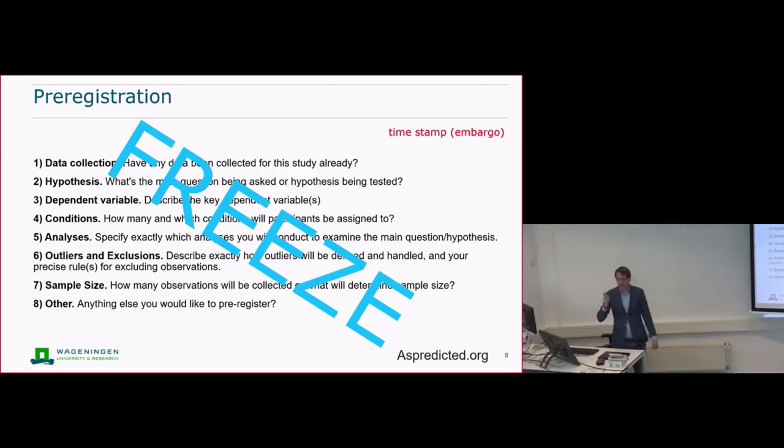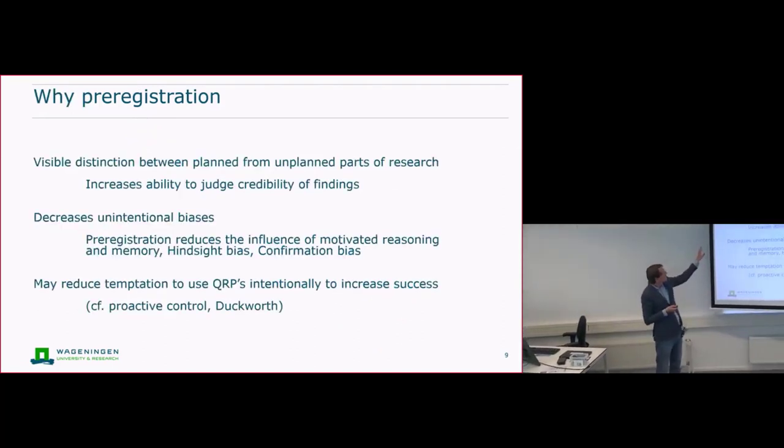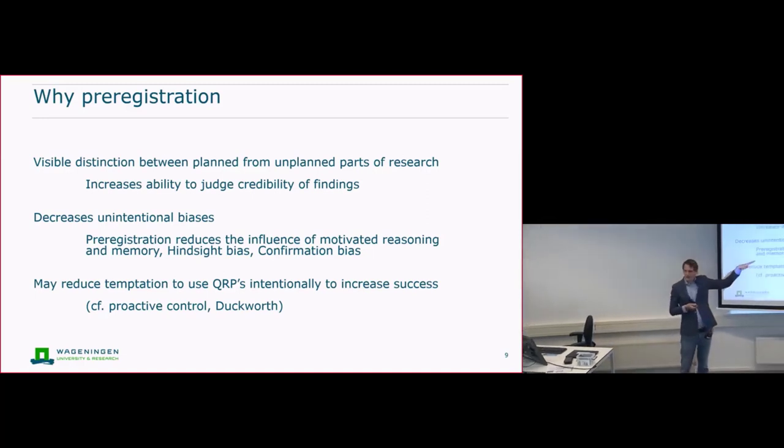Now, how does this solve the problems I was just talking about? First, by doing this pre-registration, you get a very visible distinction between planned and unplanned parts of the research. You know exactly what were the decisions that were made before doing the data analysis and everything. And then, of course, you may still deviate from this later because you might have good reasons when you observe the data that you think, wow, this was really a bad decision, but then it becomes visible. Where is that decision being made? For yourself, but also for readers of your work. They can say, you updated your decision making. And then they can evaluate whether they think that is a good or not so good reason. And by doing that, you can increase the ability to judge the credibility of findings.